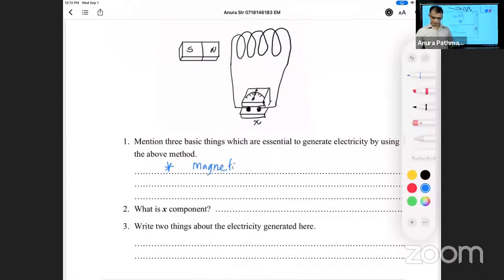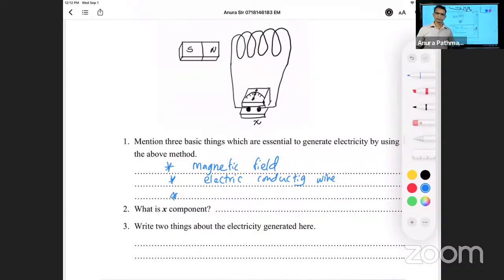Magnetic field. Electric conductor. Electric conducting wire. What's the third one?